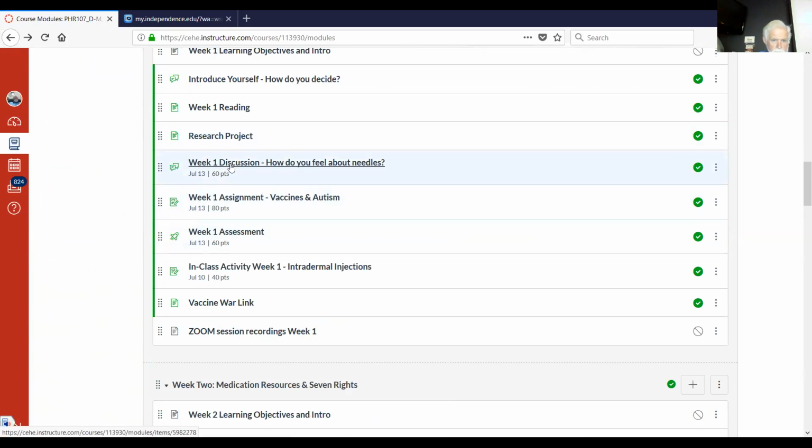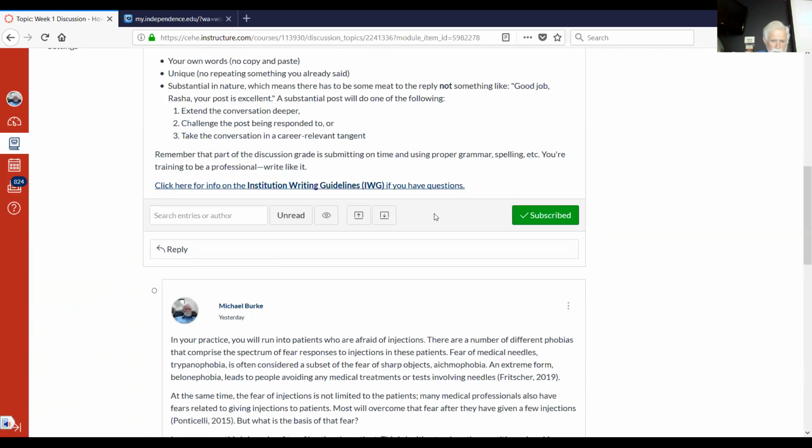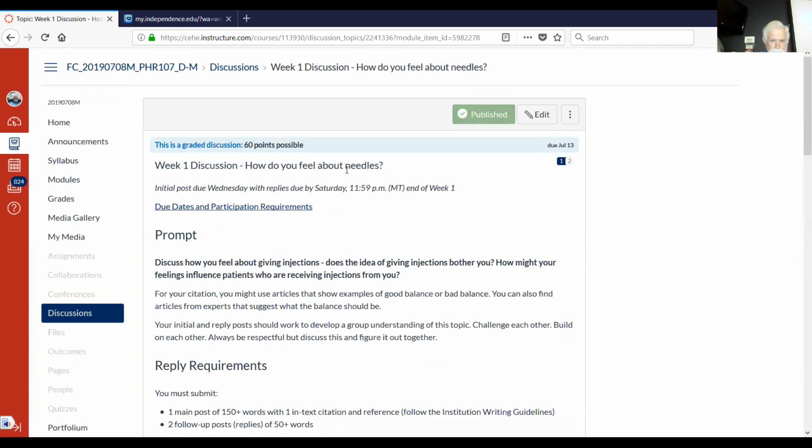Again, the discussion: how do you feel about needles? Discuss how you feel about giving injections. Does the idea of giving injections bother you? And how might your feelings influence patients who are receiving those injections? Talk about that. The usual 150-plus words by Wednesday midnight, and then 2 responses by the end of the weekend. I've started off the discussion, so it should be okay.